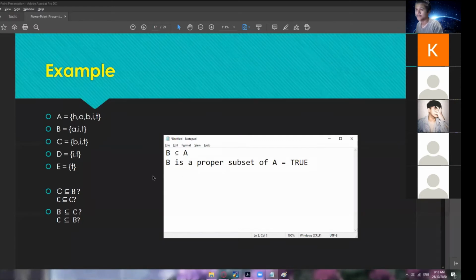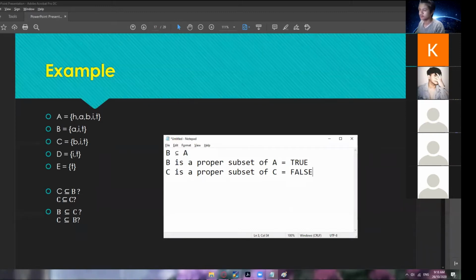It's just that, itong next example. C is a proper subset of C. Is this true or false? False, sir. So false na to kasi lahat ng element ng C can also be found on set C. Okay? So in other words, hindi pwedeng maging proper subset ang isang set ng sarili niya.